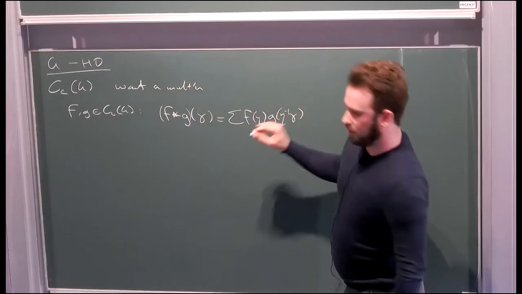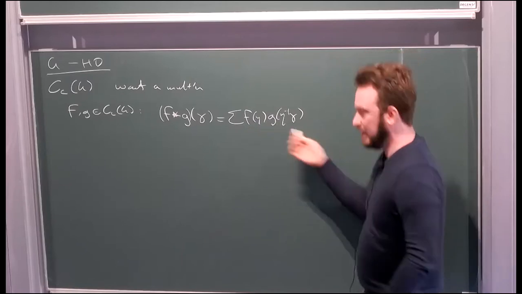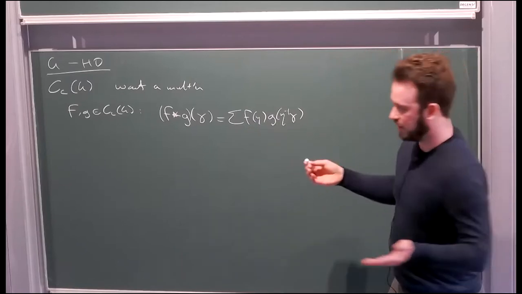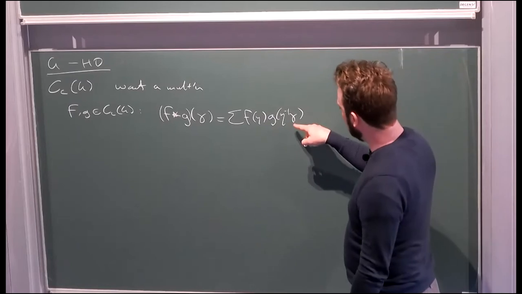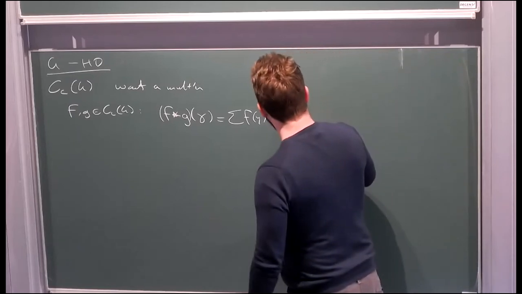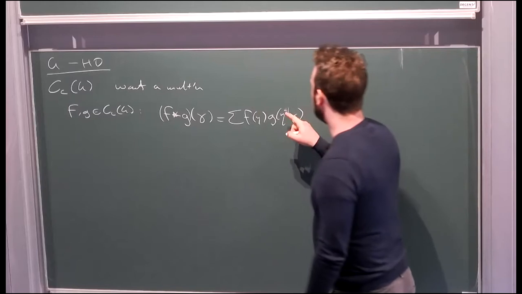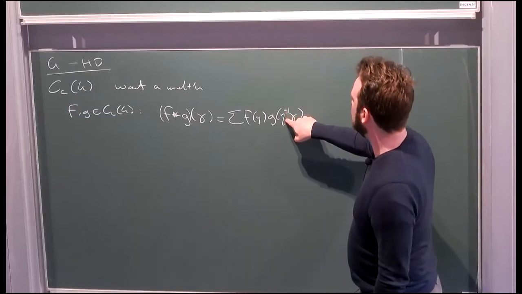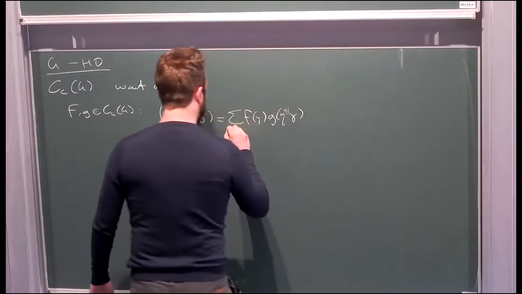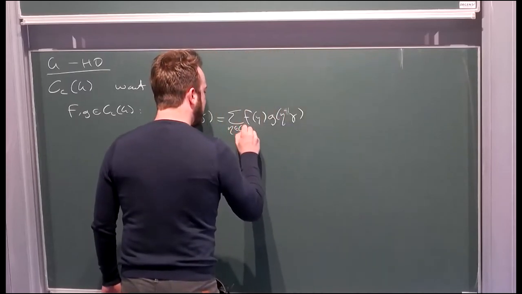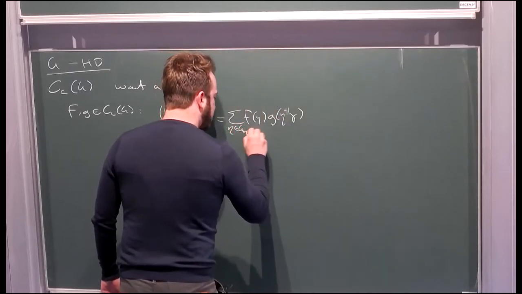But because I'm in a groupoid, I can't just say all eta, because my multiplication is only partially defined. So I pick the eta for which this makes sense. In this case, the source of eta should match up to the range of gamma. So I'm summing over eta in the source fiber over the range of gamma.